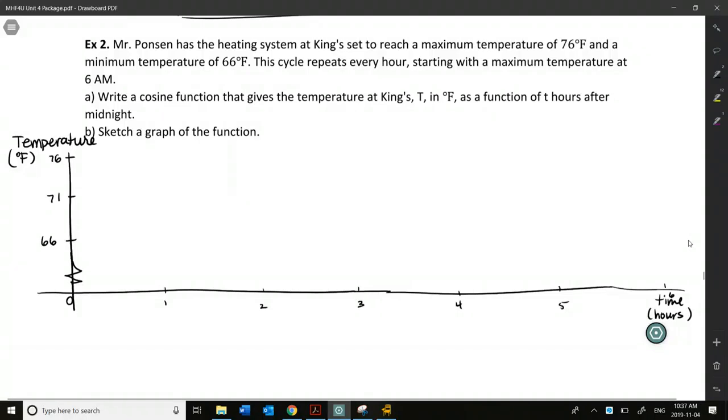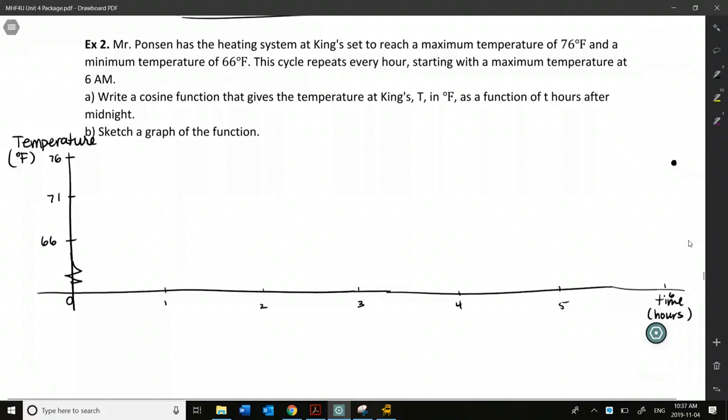So it basically just tells us that at 6 a.m., yeah, we're at a maximum. So I know that at 6 a.m. we're up here. How long is a cycle here? Like how long would it take to reach from max to max? Every hour. Every hour. So does that mean every hour we're at a maximum temperature?